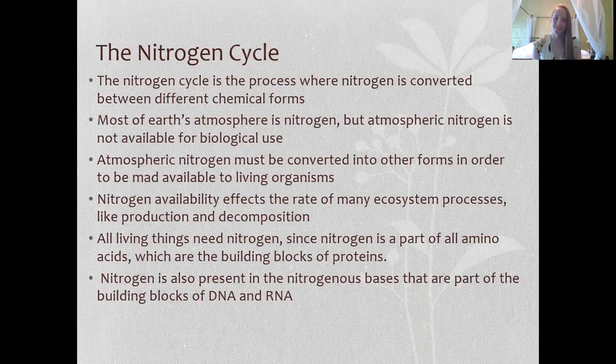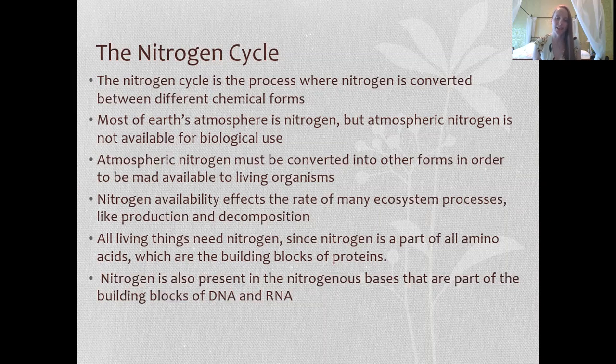So the nitrogen cycle is just all the different processes where nitrogen is converted between its different chemical forms, like nitrogen gas, nitrates, and nitrites. Most of Earth's atmosphere is made up of nitrogen, but atmospheric nitrogen is not available for biological use. What that means is that nitrogen that's in the atmosphere has to be converted into a different form before it can be incorporated into living things.